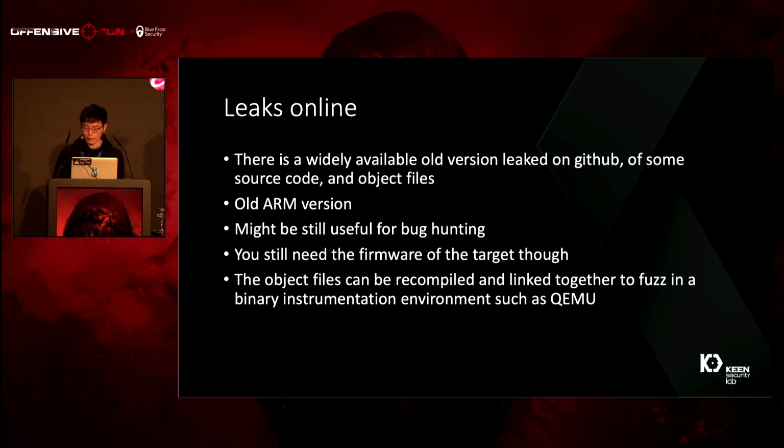And like Huawei, MTK also has some leaked things on GitHub. There are parts of source code and some object files and libraries. There are old ARM versions from years ago. This will be very useful for bug hunting because the binary comes with symbols. But for sure, you still need the firmware of the target.